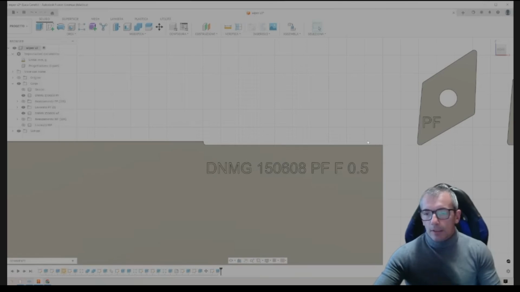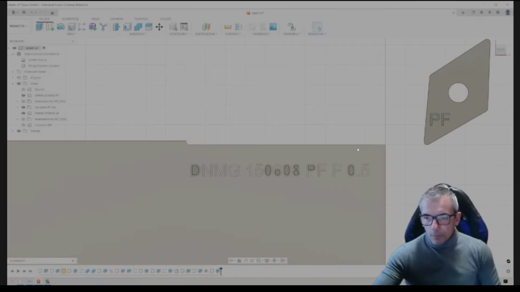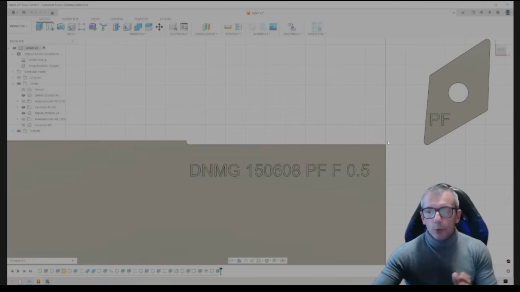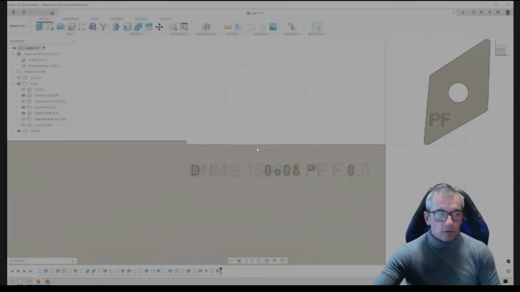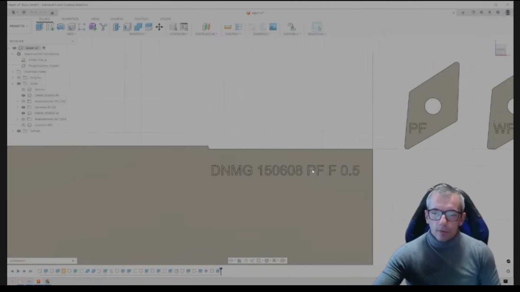Obviously, if I am finishing, fragility counts up to a certain point because I will have an adequate stock allowance. So I decrease the tool radius when I have problems with vibration. I increase it as much as possible to obtain the smoothest possible surface. This is not a rule that applies to all materials. There may be exceptions, superalloys, material that tears or other things, but in general it works like this.